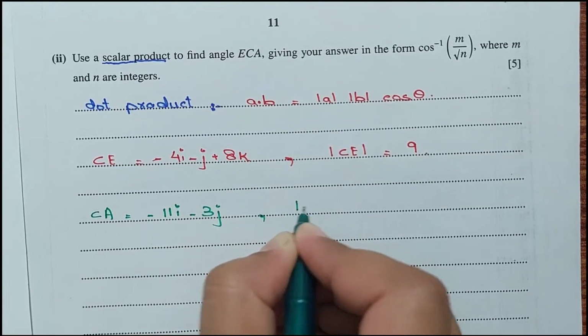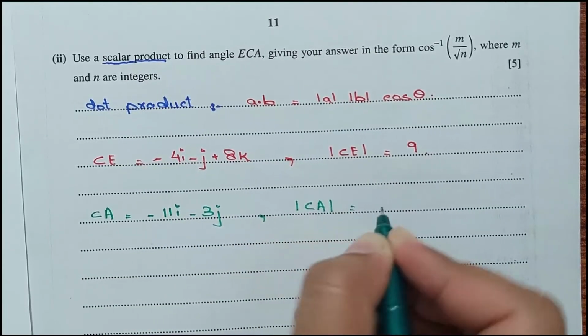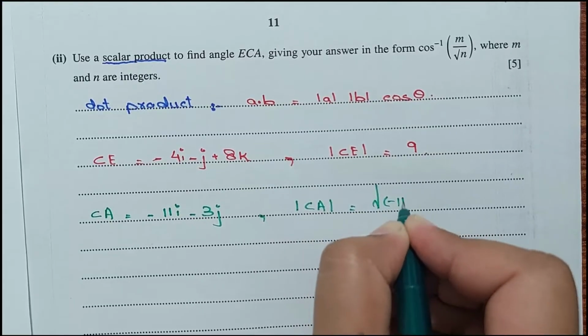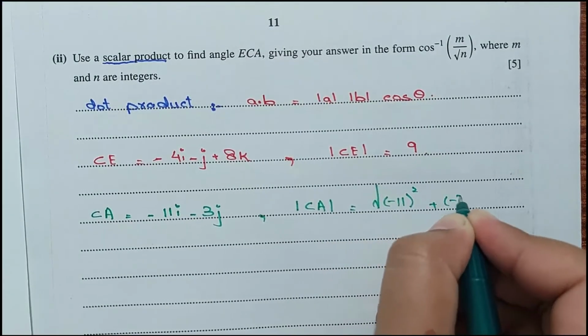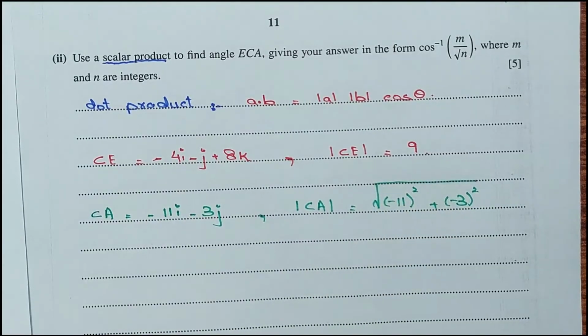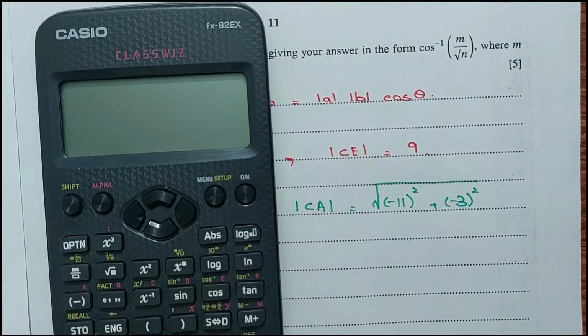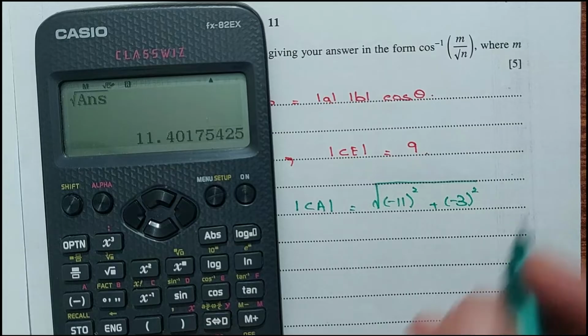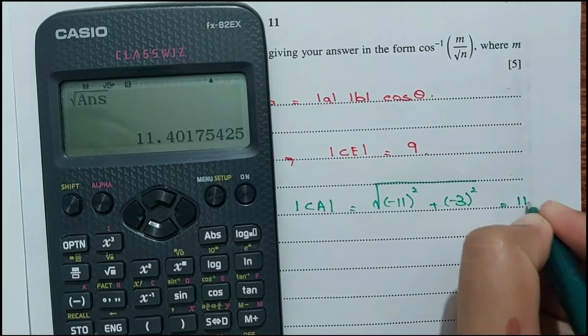Now let me find the magnitude of CA, which is square root of (minus 11) square plus (minus 3) square. Alright, so 11 square plus 3 square is 130, and square root of 130 is 11.4.